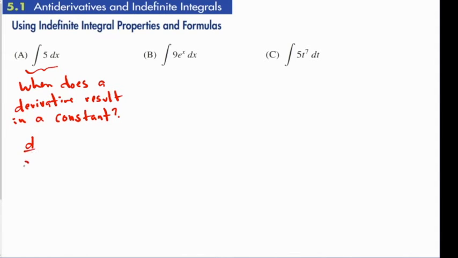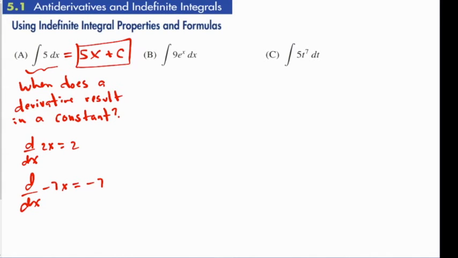And if you think of some examples, the derivative of 2x would be 2. The derivative of negative 7x would be negative 7. We see that whenever we have a constant, that means there was a linear function and that the derivative is just the slope of the linear function. So we can reverse this and say there used to be an x next to this 5, and now I'm going to add a plus c, and that would be your answer. So whenever you have a constant, simply put an x next to it and follow it with a plus c.